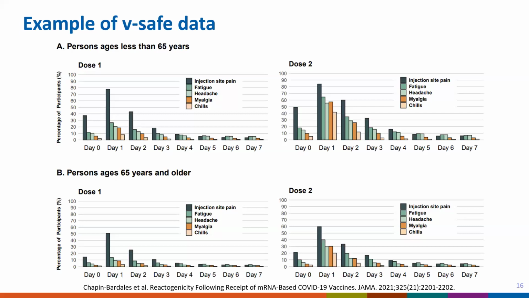And again, the purpose of vSafe was really twofold. One, to be able to quickly identify signals for possible adverse events that perhaps vaccinees didn't seek care for, and two, to instill confidence in the public that we were actively monitoring the safety of COVID vaccines.